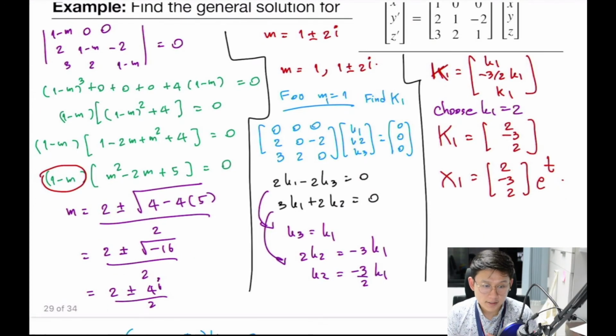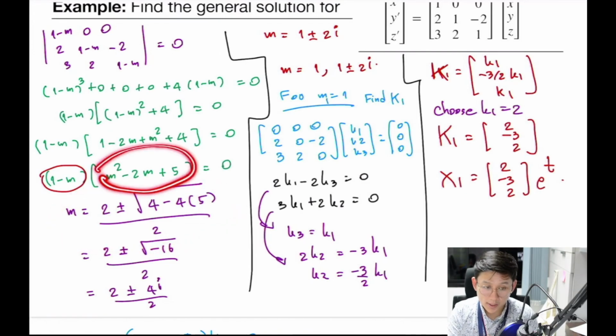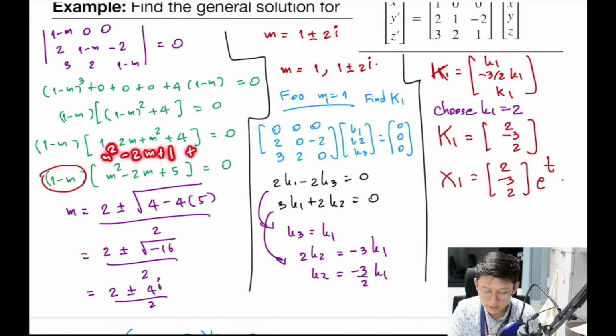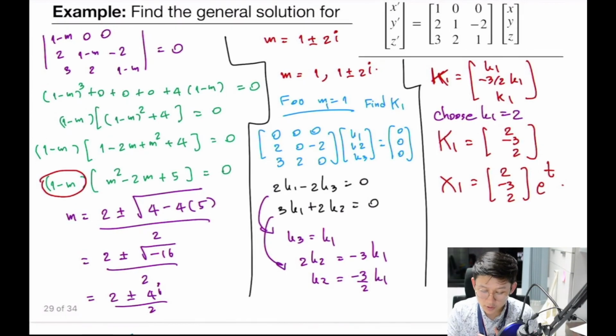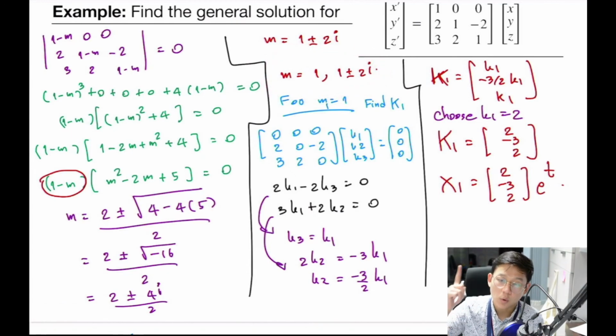After that, you need to solve this equation. You realize that you can't factorize it. If you don't remember this formula, you can use perfect square here. You can take m squared minus 2m plus 1, and then plus 4, and take the perfect square. It might even be easier than this. But if you do remember the formula, just use it. And then we obtain the eigenvalues, 3 of them: 1, 1 plus 2i, and 1 minus 2i.